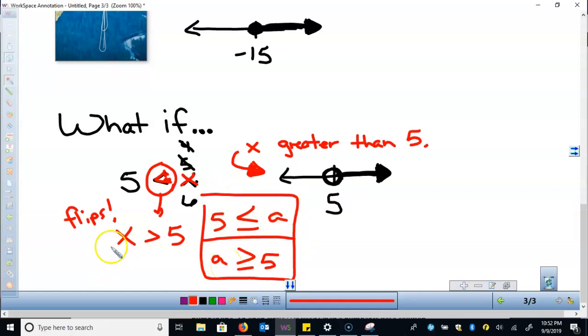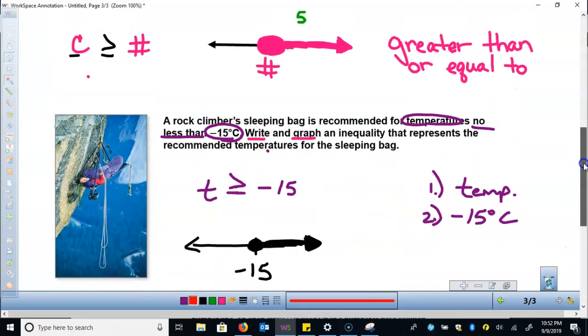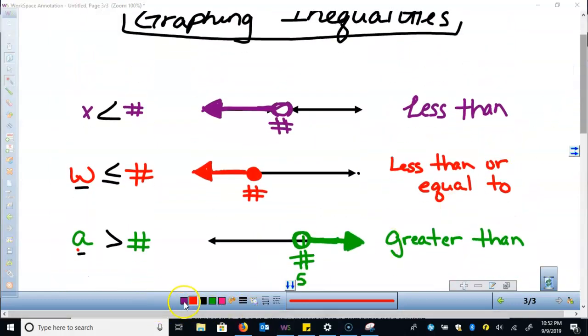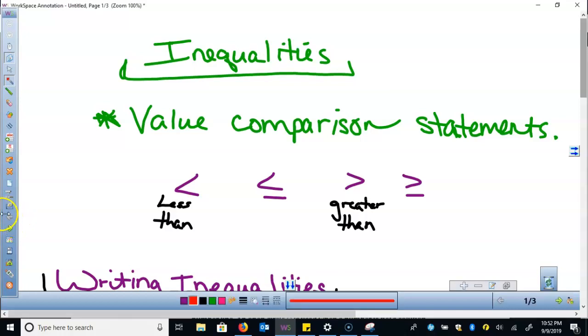Okay? All right. So in this video, we covered a lot. We covered writing and graphing inequalities, what to do when we see different keywords, what they mean, and how to determine whether a solution is creating a true inequality statement or not.